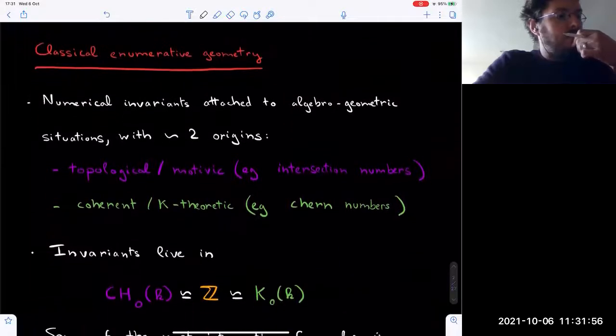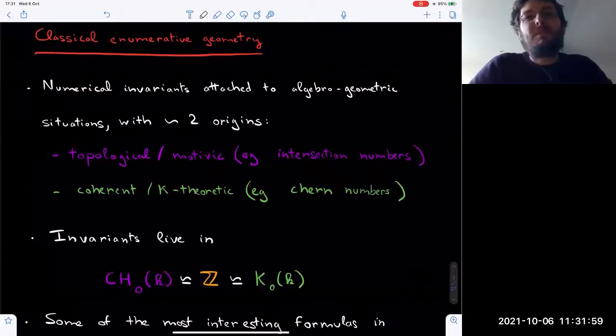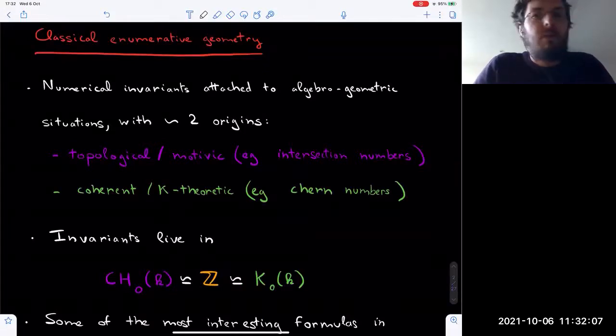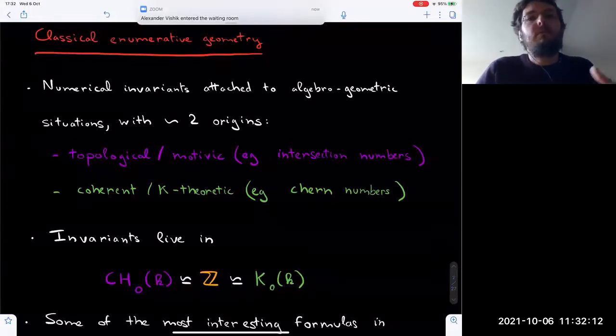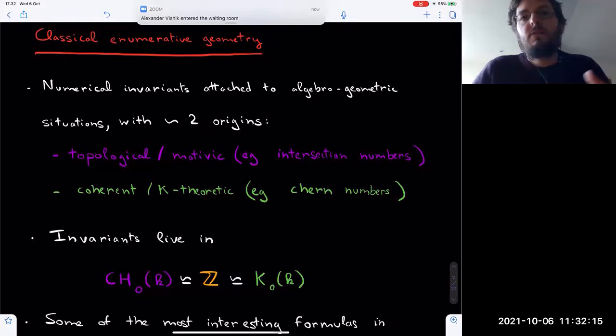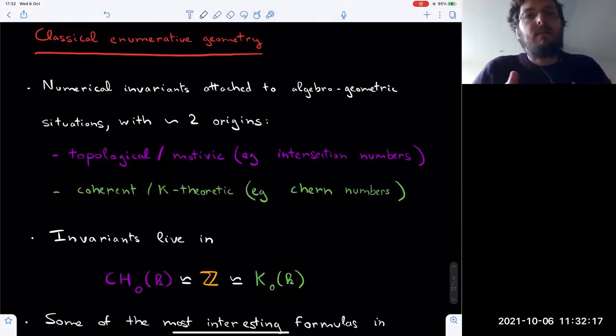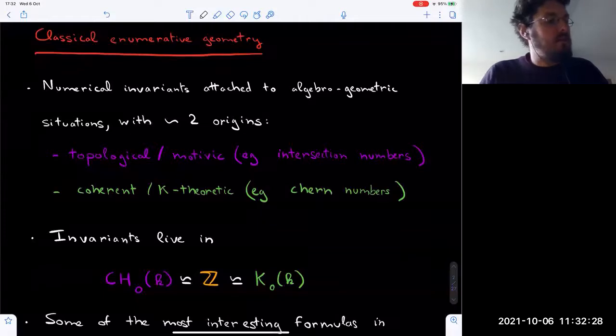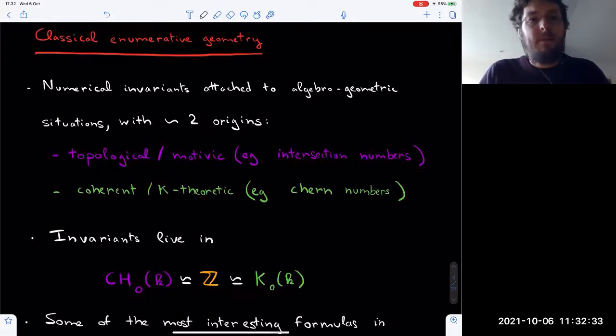So maybe one place to start is with the classical setup. And so one way to think about classical enumerative geometry is that we attach numerical invariants to an algebraic geometric situation. And there are roughly two ways to produce this kind of invariant. One is by topological methods, so some are intersection numbers, and then these intersection numbers are somehow refined into Chern classes, into algebraic cycles and invariants of a motivic nature, and on the other side you have invariants of a coherent nature, so attached to vector bundles or K-theory classes.